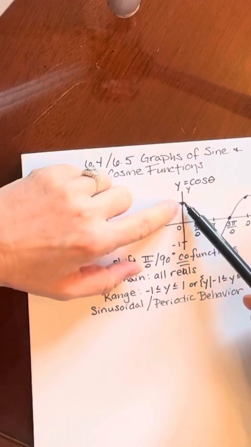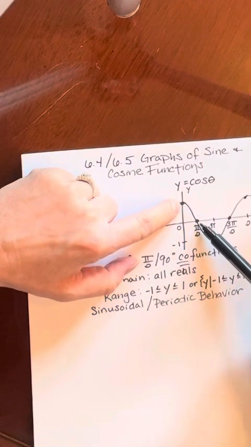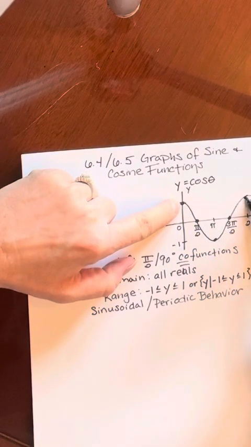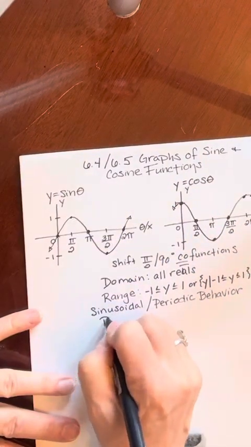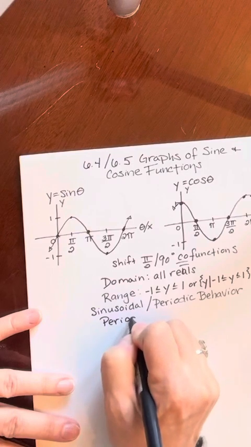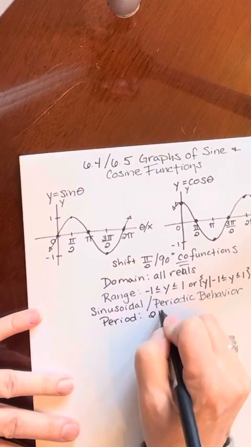Let's look at cosine. We start at the maximum at 0, we go down, we hit our minimum, we come back, and we hit our maximum again. It's also 0 to 2 pi. So the period of the function for both of these is 2 pi.